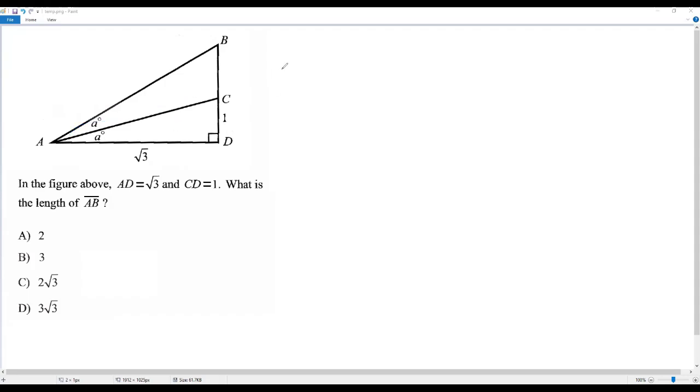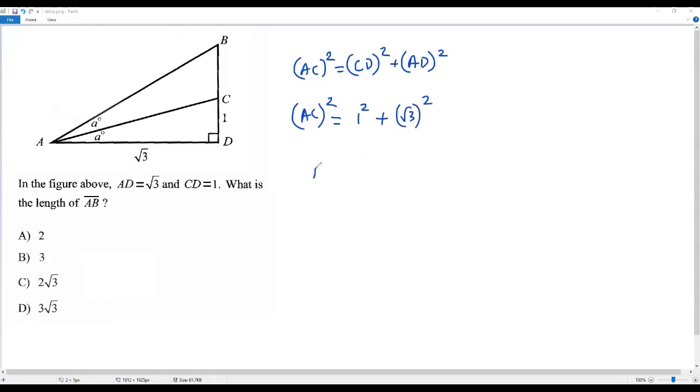So we can use the Pythagorean theorem over here. That is, AC squared, the square of the hypotenuse, equals the sum of the squares of the other two legs, that is CD squared plus AD squared. Okay, now so AC squared equals the length of CD, which is given, that's 1. So 1 squared plus the length of AD, which is square root of 3, so that is square root of 3 the whole squared. Then I'm getting AC squared equals 1 squared, which is just 1. Here the square and square root will cancel, so I'm just getting 3. Then AC squared equals 4.